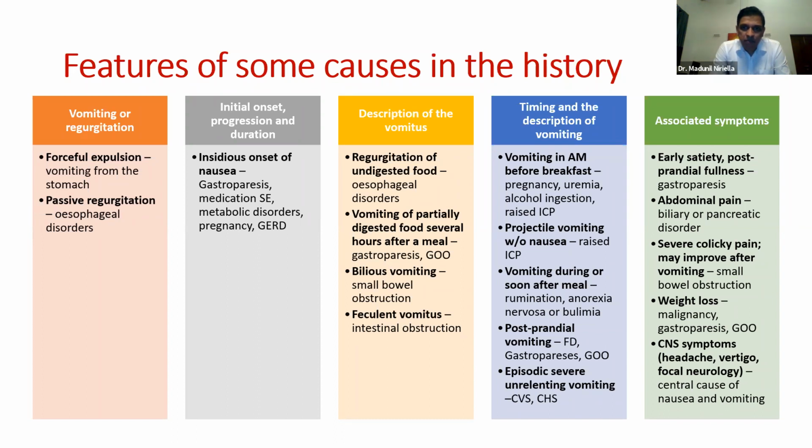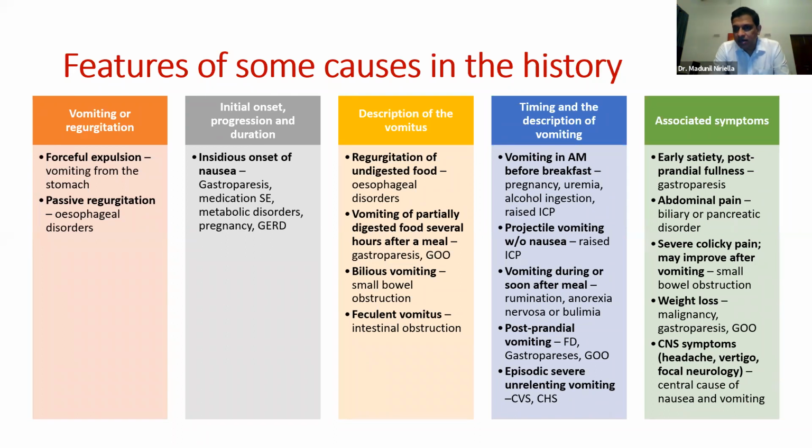And remember that episodic, severe, unrelenting episodes of vomiting are suggestive of cyclical vomiting syndrome and cannabinoid hyperemesis syndrome, where the patient has episodes of vomiting and in between the patient is well. Other associated symptoms are also important in differentiating the causes. Early satiety and postprandial fullness is suggestive of gastroparesis. Abdominal pain may be suggestive of an underlying biliary or pancreatic disorder.